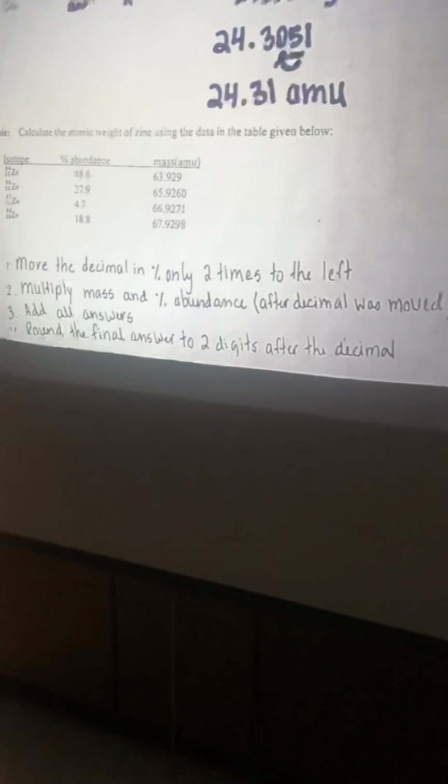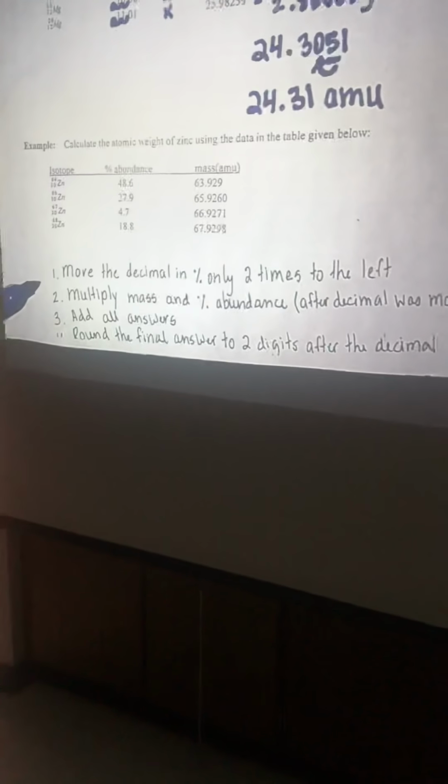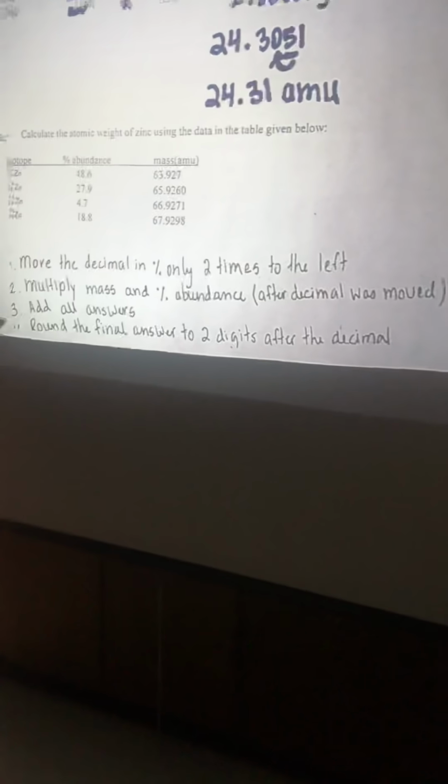Look over here, example number 2 is for you. I did list the steps for you, so read the steps, follow what I did. Let me review. Move the decimal twice to the left in percent only. Multiply mass times percent abundance after the decimal was moved. Add all answers and round the final answer to 2 digits after the decimal. And that's how you complete your calculation.